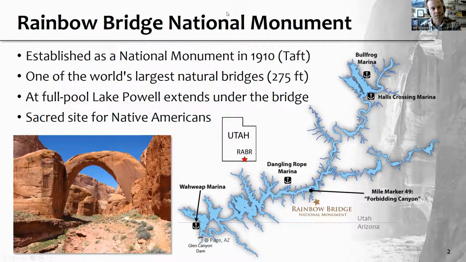And Rainbow Bridge is a sacred site for Native American tribes of the Four Corners region. Normally, to reach Rainbow Bridge, you would take a boat from Page or from Wahweap Marina and come up the lake and turn off at Forbidden Canyon, and then take a short hike to reach the national monument.